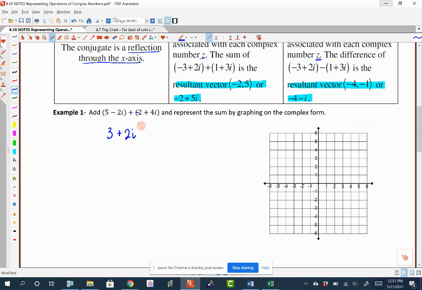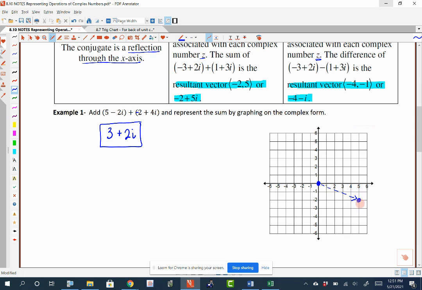So here we have added our two complex numbers together, but let's show those graphically represented with vectors. So my first complex number is going to go first. I'm going to start at the origin and represent the vector that would be 5, -2. So I'm going to go to 5 and then -2. Because this is not my answer, I'm going to go ahead and make this a dashed vector. I've started at the origin and now I'm currently at 5, -2.